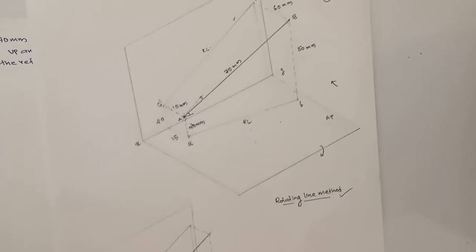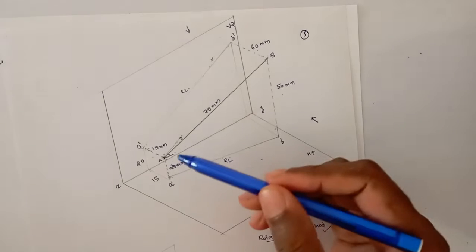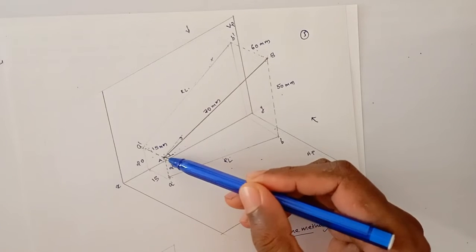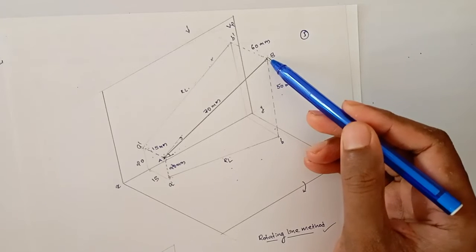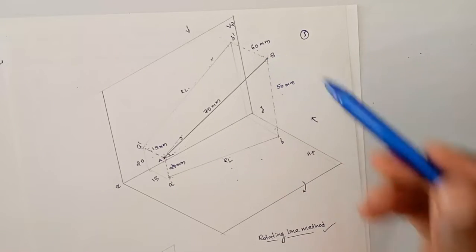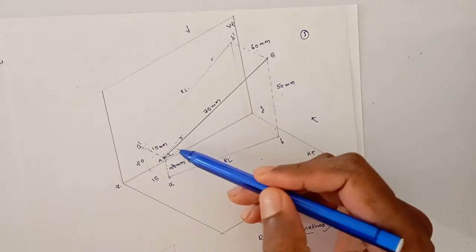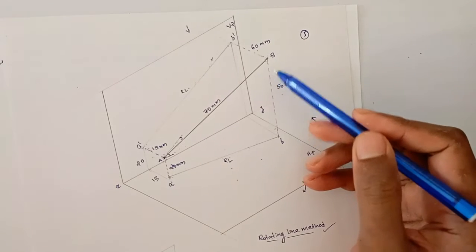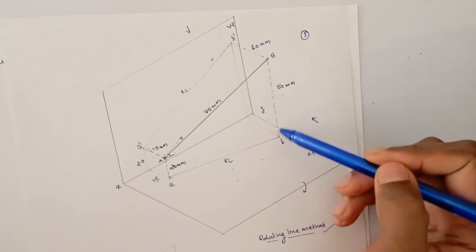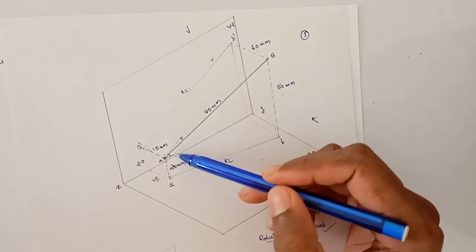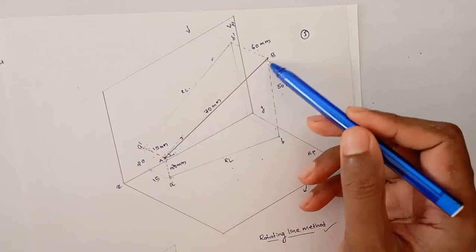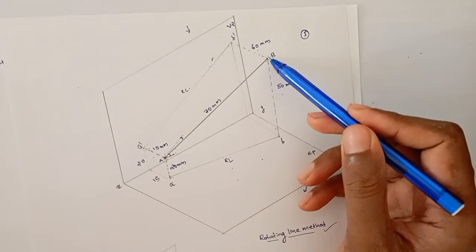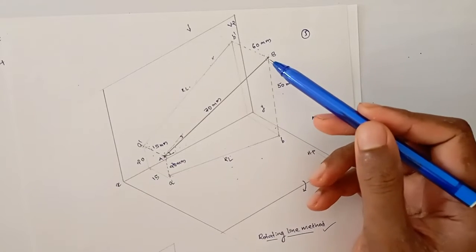So here this is our given line. I am keeping point A constant and rotating the line to make it parallel to VP, without changing the distance from the HP, or without changing this angle. I am rotating the line without changing this angle.